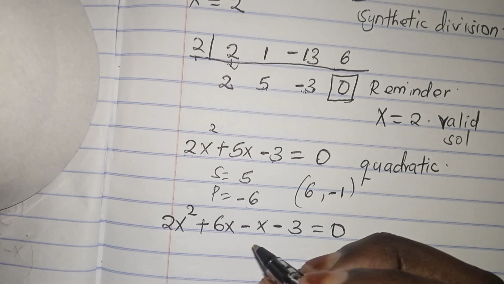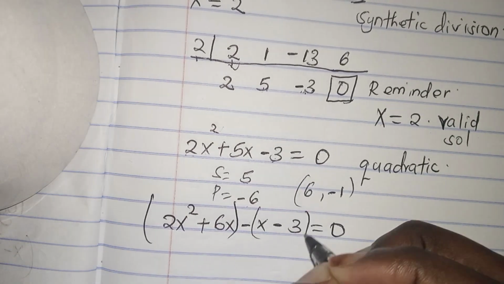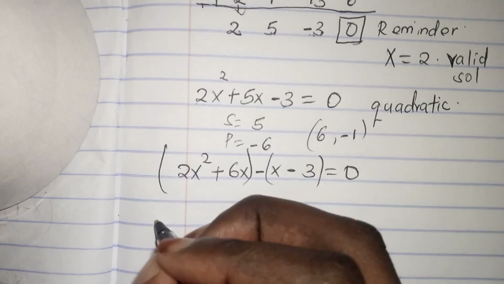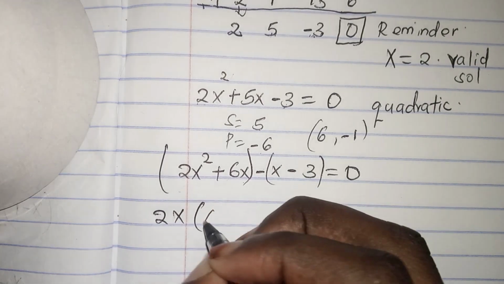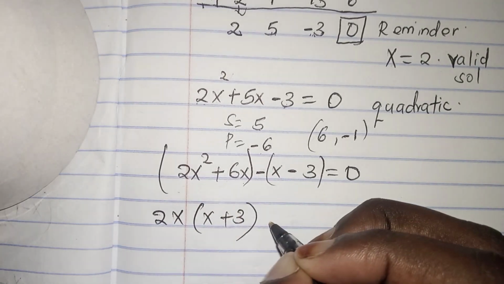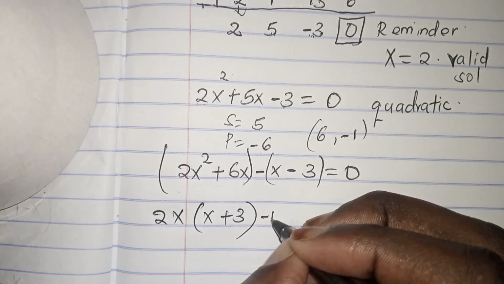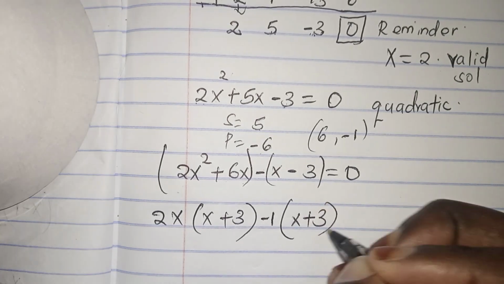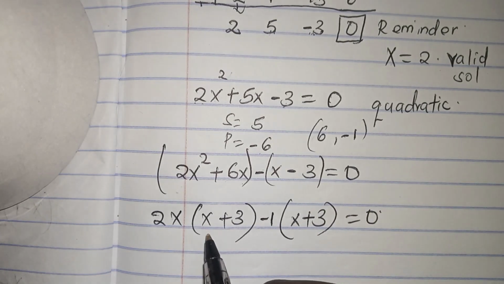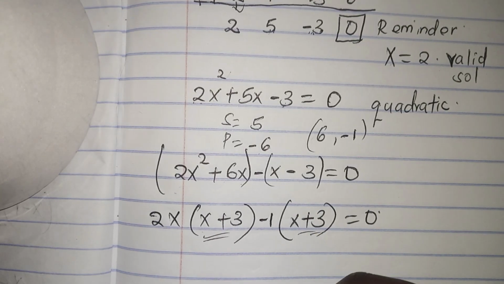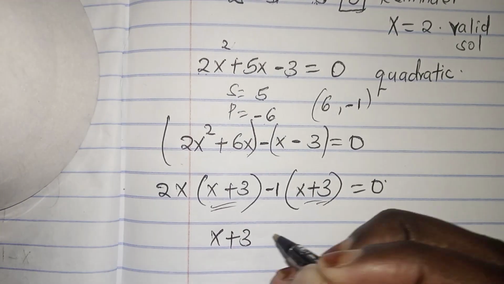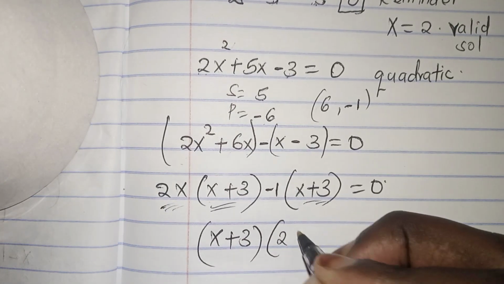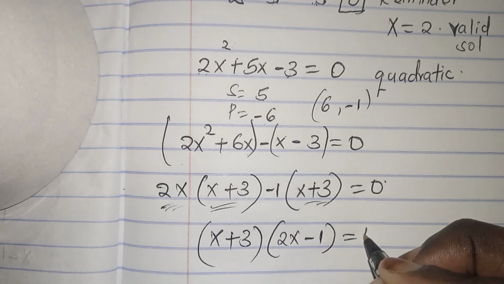Correct? So let us group them. This is our first term, this is our second term. So 2x here is common. We shall factor it out: 2x into x plus 3. Our common factor here is negative 1, so this will be x plus 3, is equal to 0. So you can see x plus 3 is common. We shall pick x plus 3, then pick what is left outside the bracket, 2x and negative 1. So (x plus 3)(2x minus 1) is equal to 0.